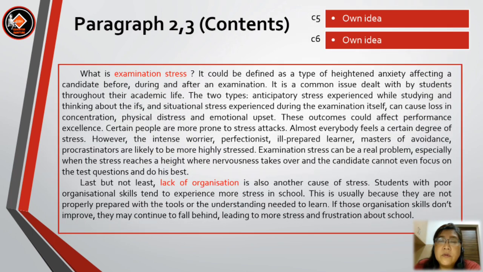Now, for content 5 and 6, you have to write your own ideas for the causes of stress. So let's look at the example. It could be examination stress and also lack of organization. Okay, let's look at the example. What is examination stress? It could be defined as a type of heightened anxiety affecting a candidate before, during, and after an examination. It is a common issue dealt with by students throughout their academic life.